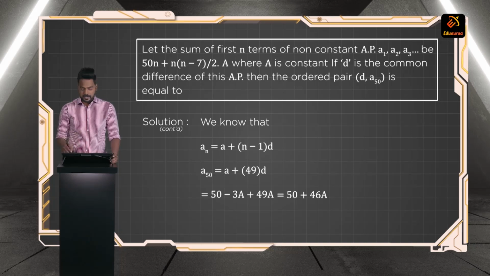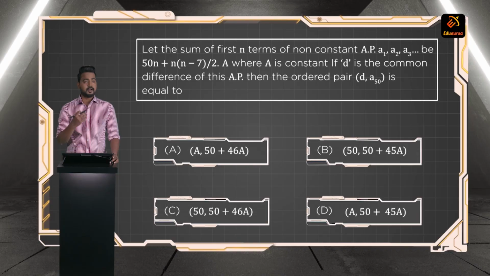So the ordered pair D comma A50 will be equal to: the value of D is A, comma, the value of A50 is 50 plus 46A. So this is the value of the ordered pair D comma A50. So the correct option is A, capital A comma 50 plus 46A.